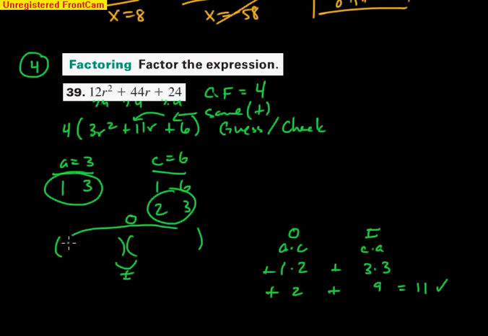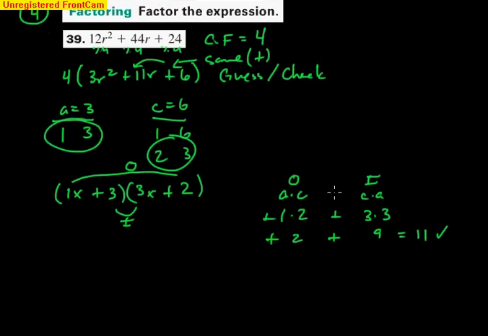So I'll fill in the outer. The outer is 1 times 2. The inner is 3 times 3. The first numbers get r's, and they're both plus signs, but just to help you, this is plus, so the plus goes in front of the 2. The inner is also plus, so the plus goes in front of this 3. And there are your factors, r plus 3 and 3r plus 2. I'm going to scroll down and check this real fast, so we'll check.